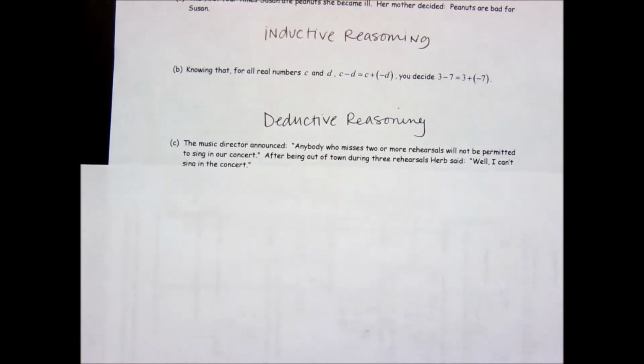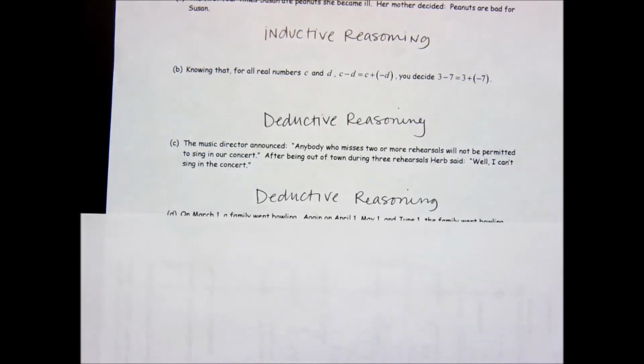The next one. A music director announced, anybody who misses 2 or more rehearsals will not be permitted to sing in our concert. After being out of town during 3 rehearsals, Herb said, well, I can't sing in the concert. So this is going to be deductive reasoning as well. There wasn't a pattern, it was just a rule that was given to the kids. If you miss the rehearsals, you're not going to be able to sing. So Herb knew that after he missed these 3 rehearsals, he wasn't going to be able to sing because that was the rule.